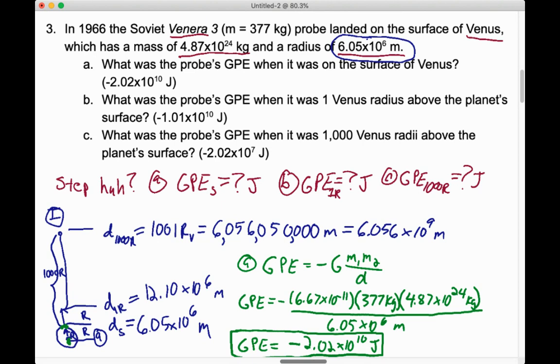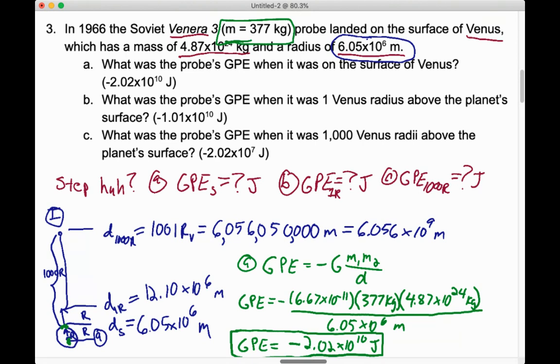So this probe had a mass of 377 kilograms. That is somewhere in the ballpark of about 800 pounds, probably even more than that. So a big, heavy thing. So yeah, it takes a lot of energy to lift this thing off of the planet.